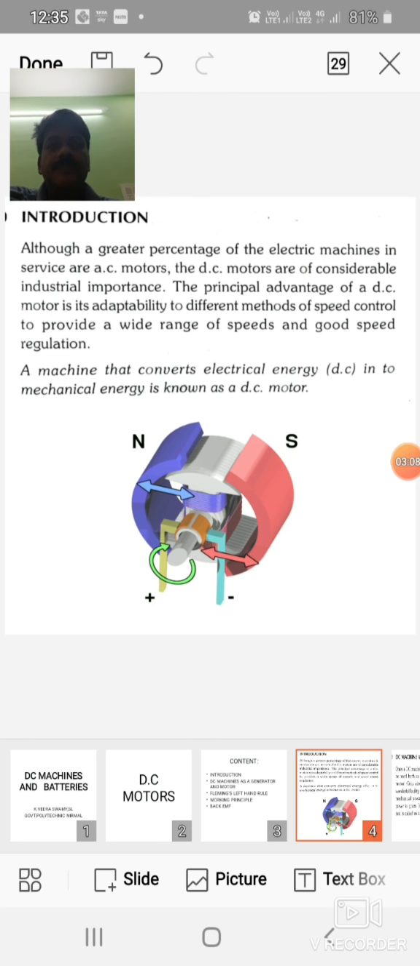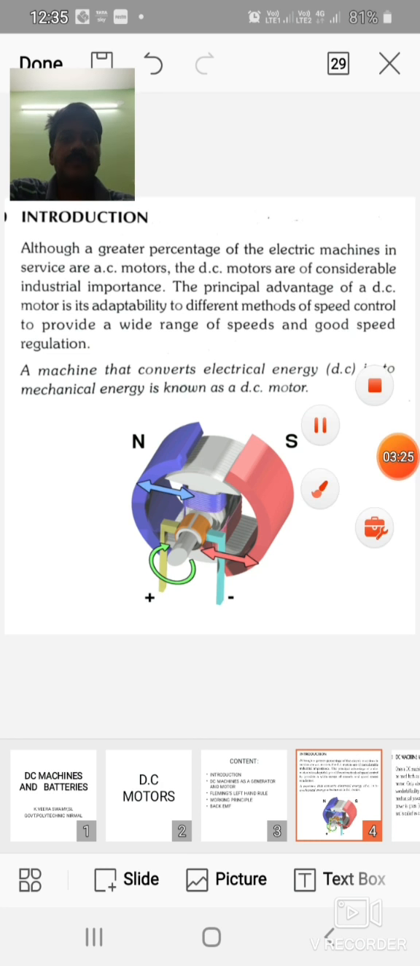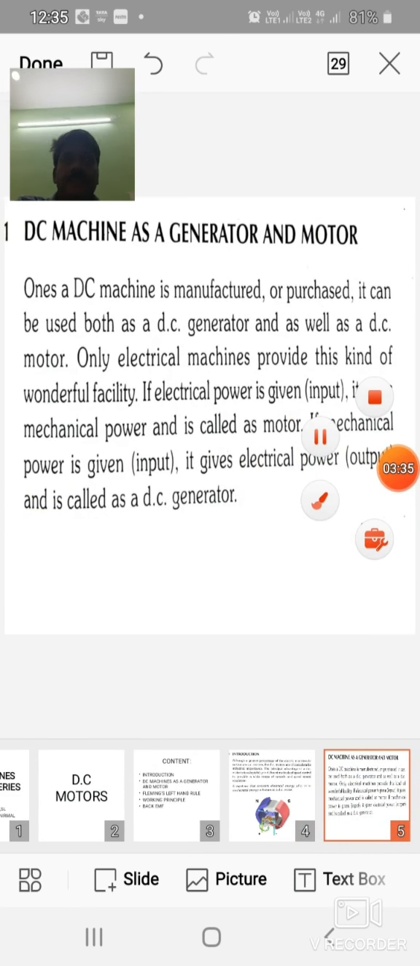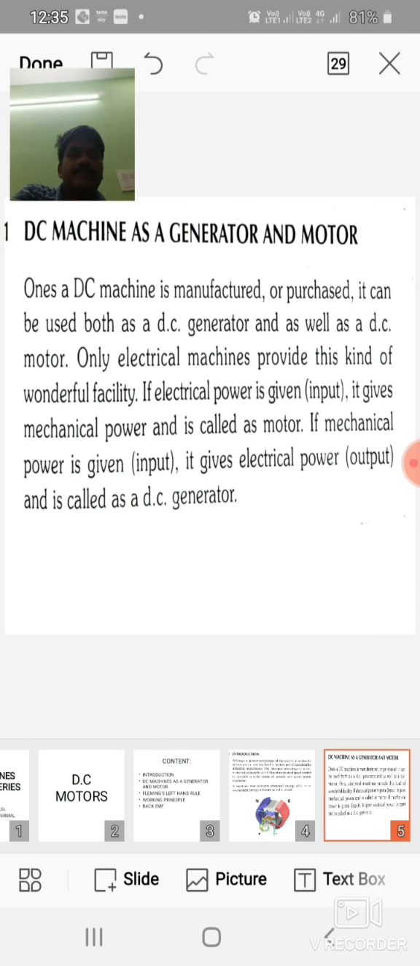A machine that converts electrical energy into mechanical energy is known as a DC motor. Next, a DC machine as a generator and a motor.